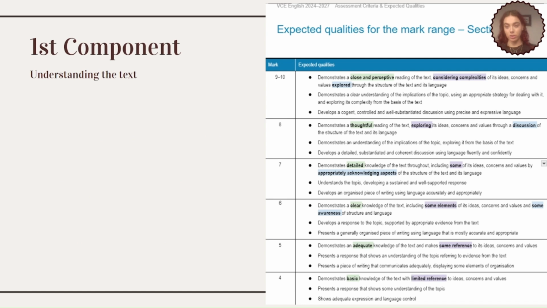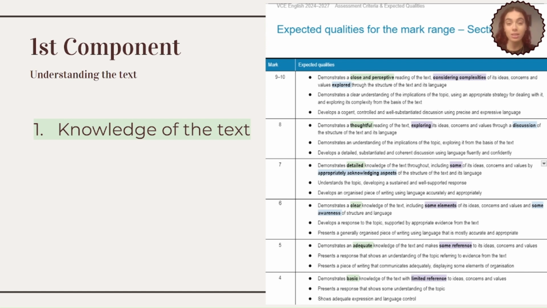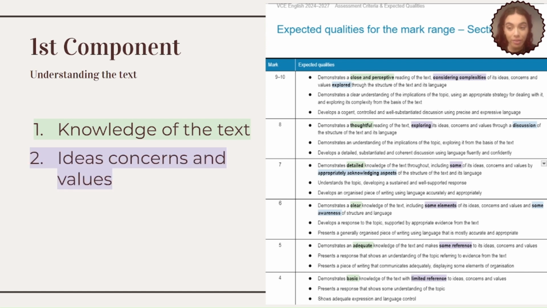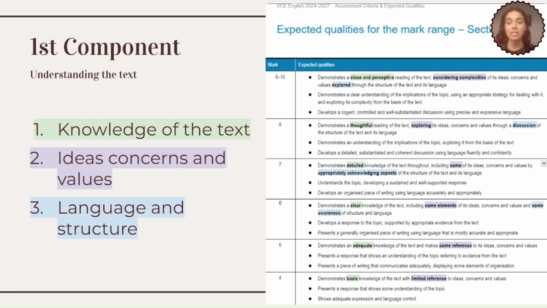So let's talk about the first component, understanding the text. Within that first dot point, within understanding the text, there are another 3 components. Your knowledge of the text, your understanding of the ideas, concerns, and values of the text, and your understanding of the language and structure used in the text. All right? Bear with me. I've color-coded it. It's the first row of every single row. It's the first row, okay?